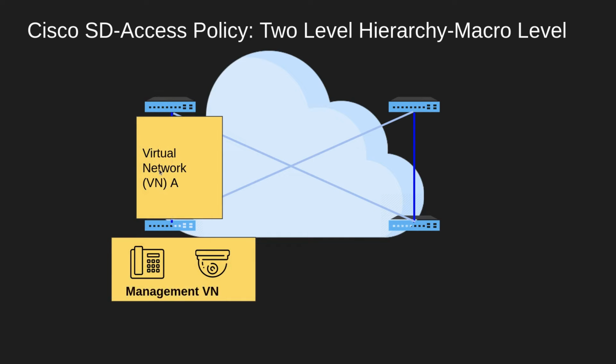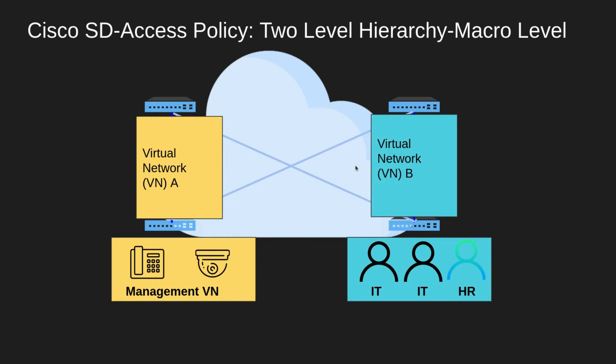Let's say that we have a virtual network over here, VN A, and VN A is basically the management VN. And then we have another virtual network, VN B. Whenever you create these different virtual networks, they're actually put into a different VRF. So this one is going to be a VRF, and this one is going to be another VRF.